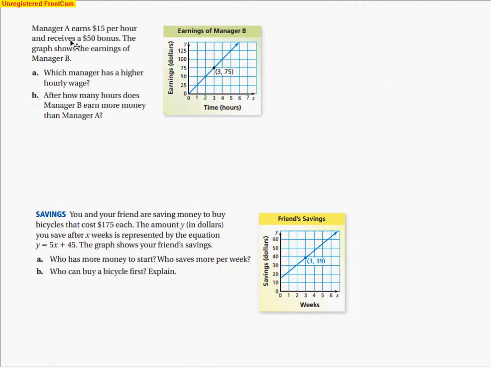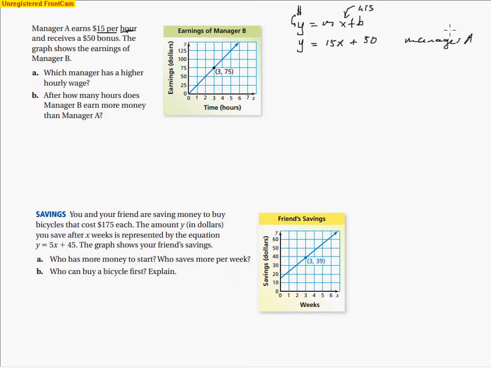It says manager A earns $15 per hour and receives a $50 bonus. So that's going to look like this. Remember, our general formula goes y equals mx plus b. So y would represent the earnings. X would represent hours. I know that's hours because of right here. Hours right here, dollars per hour. So that's your M. So $15 per hour times the number of hours plus a $50 bonus. And so that's manager A.